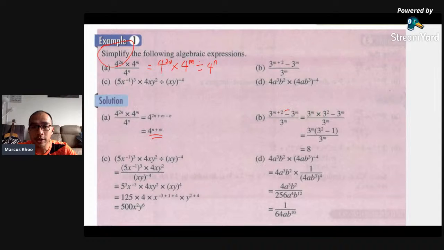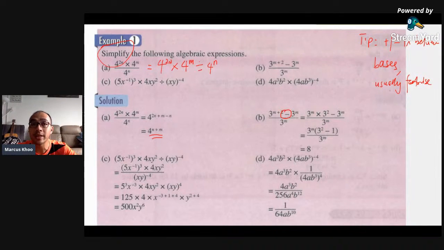Okay, now this one is different. Look at the operation over here. This is minus. Okay, now if you have a plus or minus sign in between bases, here is a tip: usually we will factorize.